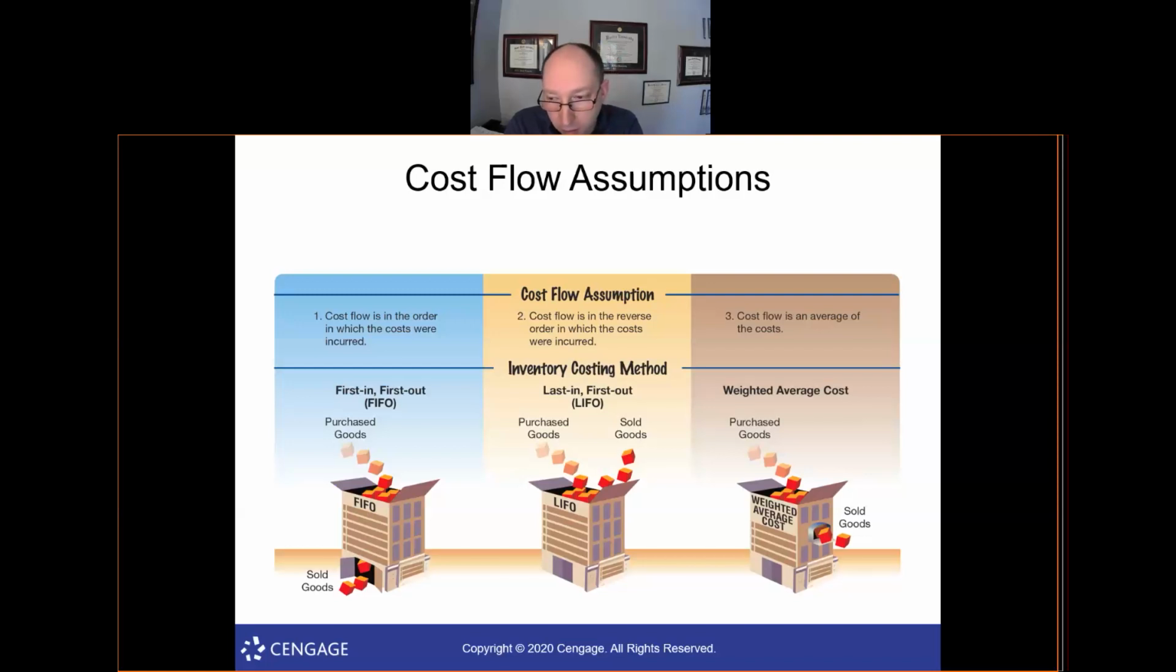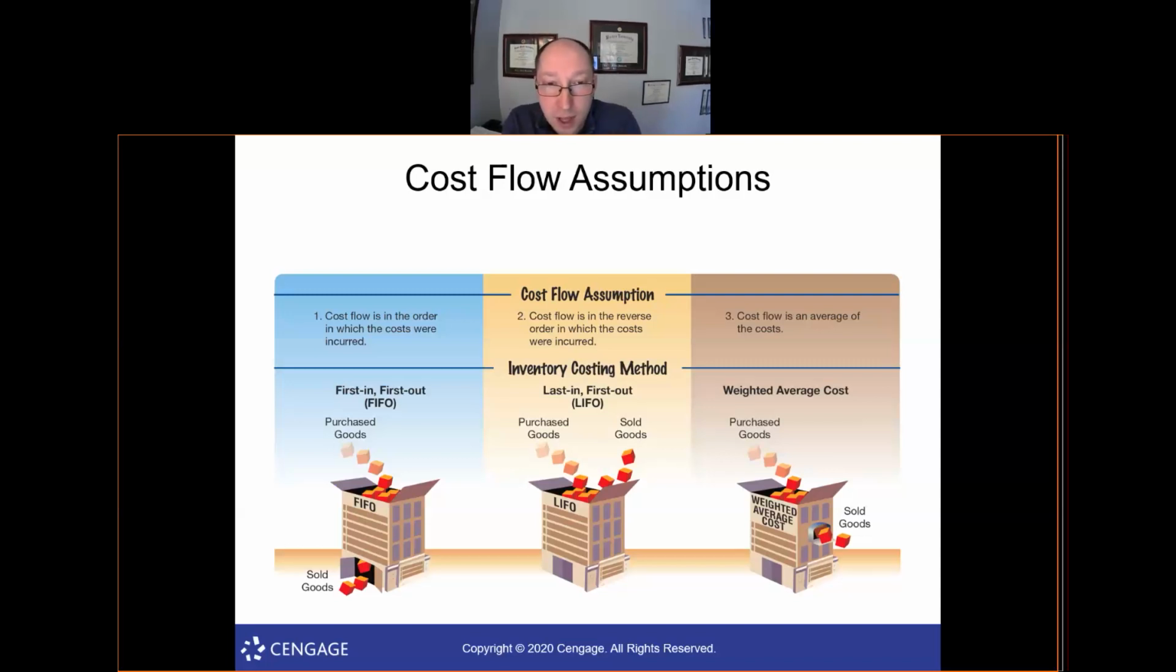Think of the physical flow. At a grocery store, they sell the inventory that they got in first, right? So here's an example. You go to the grocery store and you notice that in the front of the shelf is the older inventory. That's what they want to try to sell first. First in, first out. The reason for that is because, especially in a grocery store, their inventory is perishable. Perishable, meaning it expires. So first in, first out.